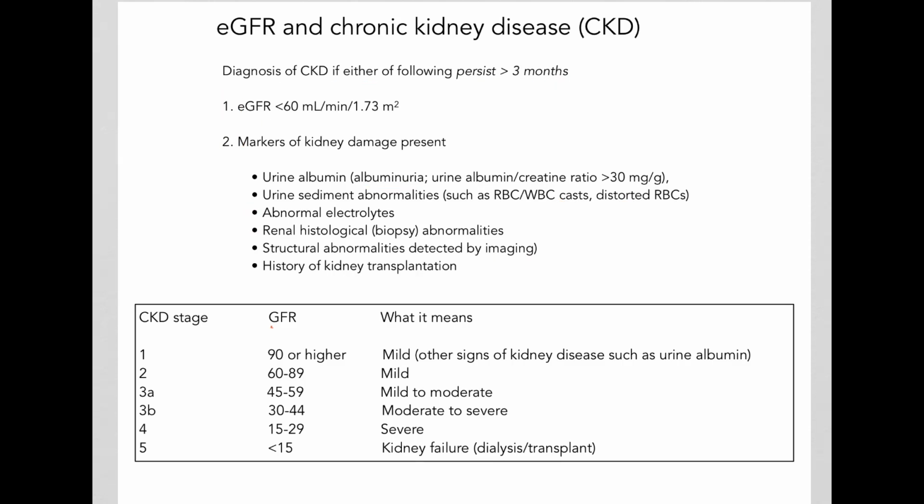And this table shows you how the GFR is related to the stage of the chronic kidney disease. So in the earlier stage 1, the GFR could be 90 or higher, but as the kidney function goes down, as the disease progresses, we reach stage 5, where there is basically kidney failure, and at that time the GFR goes very, very low, less than 15, and in this case the patient may need dialysis or transplant.